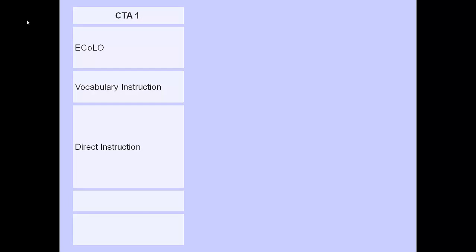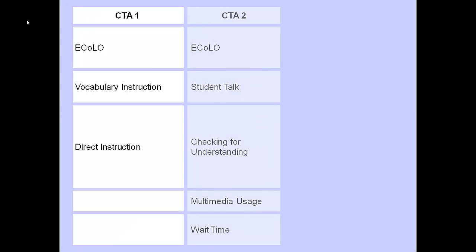The first version of CTAs included 8 classroom variables that were observed during classroom visitations. Among these 8 variables were explicit communication of the learning objective, vocabulary instruction, and direct instruction. These 3 crucial Stage 1 CTAs will be the focus of CTA 2.0. Student vocabulary instruction will be renamed Student Talk. Direct instruction will focus in on the checking for understanding component of this important instructional delivery system.